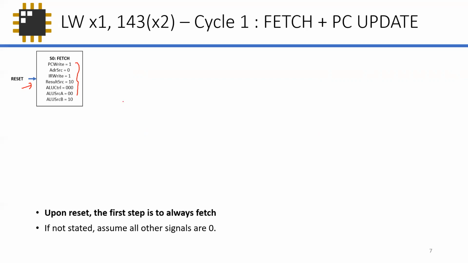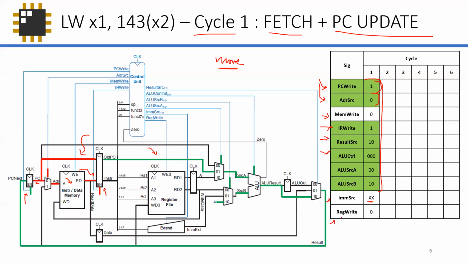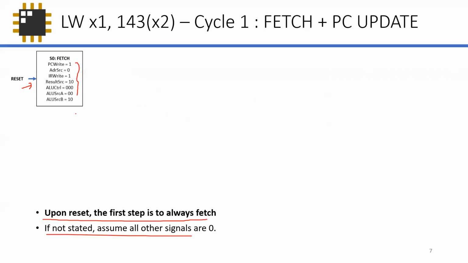Set state 0. These are the important signals that I need to set. Okay, and then upon reset, the first step is to always fetch, and take note if it's not stated, assume all other signals are 0. So the things like the memory write, the register write, the IM source, let's just assume they're 0 as of the moment. Okay. So it's easier. You can optimize it later on, but the point is that you just write down the important signals that you need. Okay. So this is the first fetch state.